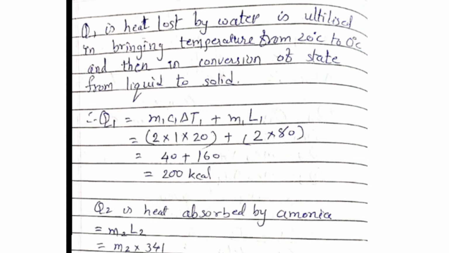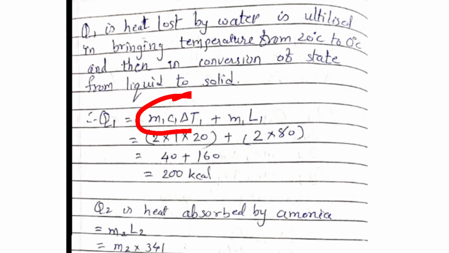Correct? So Q1, the total heat required, will be M1 C1 delta T1. Now this is the heat required to come down to 0 degrees Celsius. And this M1 L1 is the heat required in converting the state from liquid to solid, that is the latent heat of fusion. Followed.